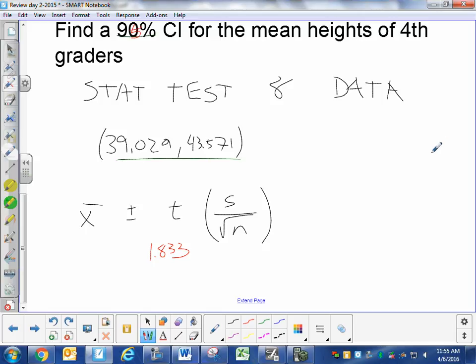If it was a 95% confidence interval, it would be inverse t of the percent in your tail with the degrees of freedom, which is n minus 1. If it's a 95% confidence interval, the percent in your tail is 2.5%. The degrees of freedom is n minus 1. In this case, the sample size is 10, so the degrees of freedom is 9.